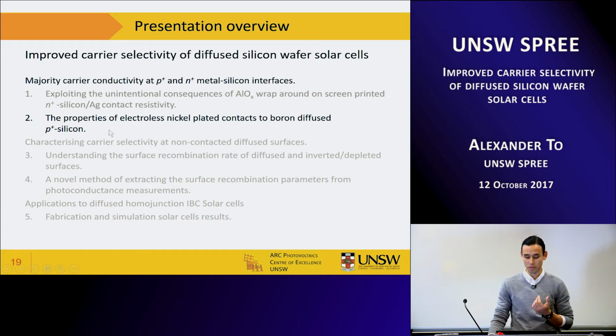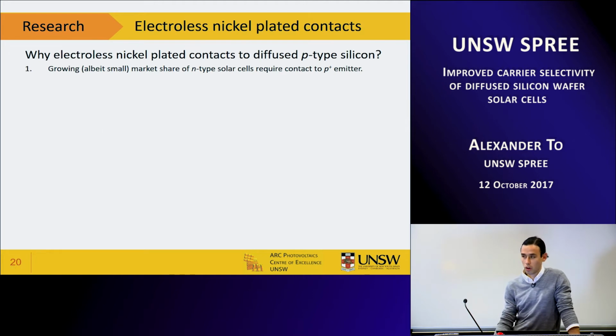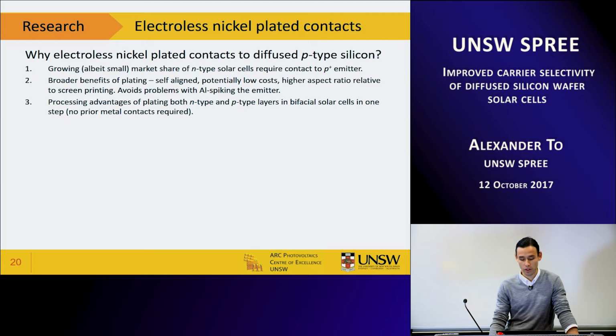I want to now move on to nickel-plated contacts to boron diffused P+ silicon. And first, just sort of ask the question why we're even interested in this in the first place. So, as I pointed out, there's a growing, although small, market share of N-type solar cells which require contact to a P+ emitter. There's the broader benefits of plating, so the self-aligned, potentially low cost, high aspect ratio. There's no problems with Al spiking, particularly for P+ screen printing on P+. There's potentially processing advantages of plating both N-type and P-type layers in the same step, and I think IMEC has recently demonstrated some very impressive cell results using this type of process.